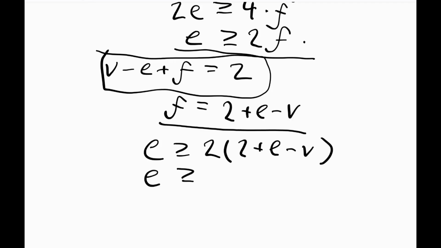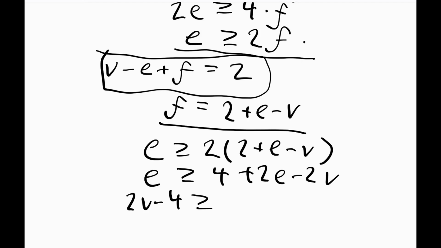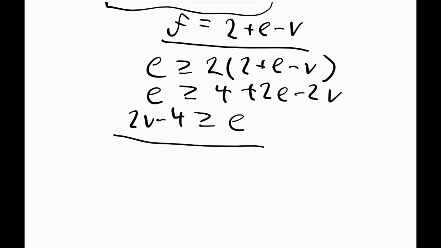That is, e is higher or equal to 4 plus 2e minus 2v. I subtract e from both sides, add 2v and subtract 4. So 2v minus 4 is higher or equal to e. This is a very neat result, because it is basically what we were looking for. Of course, we consider it for n higher than 3 because we're talking of triangle-free. A triangle has 3 edges and 3 vertices as a graph on its own, so it makes sense to consider n higher or equal to 3. That's a thing to note.